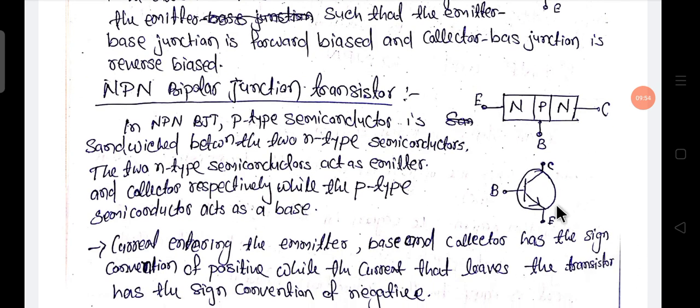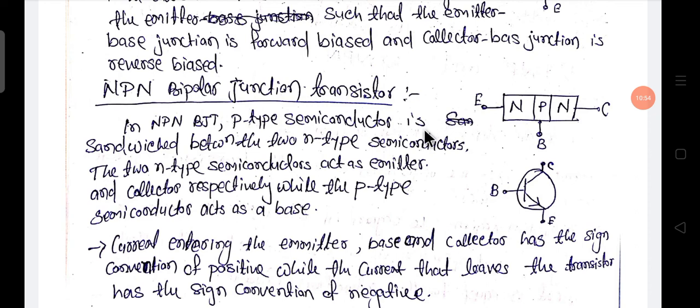Now let us discuss the NPN bipolar junction transistor. As with PNP, in NPN the p-type semiconductor is sandwiched between two n-type semiconductors. One p-type semiconductor is placed between the two n-type semiconductors, and those two n-type semiconductors are the emitter and collector respectively, and the p-type semiconductor is the base. This is the symbol of the NPN transistor, and the arrow direction is always outward in NPN, and always inward if it is a PNP transistor.